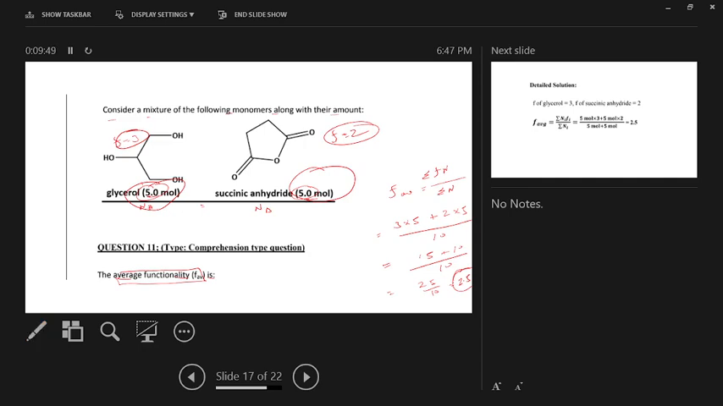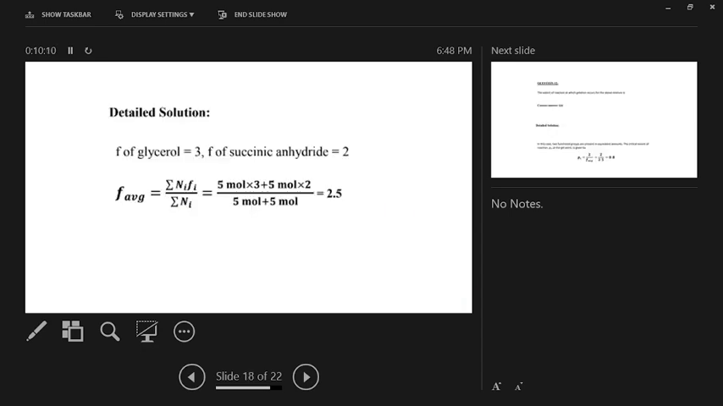So this factor is not affecting the overall functionality. Otherwise, you need to follow this pattern to find out average functionality on the basis of weight average. We generally use weight average in maths. So by this way you can find out. This is the detailed solution given here: for glycerol it is 3, for succinic it is 2. Then sigma Fi Ni upon sigma Ni: 5 mole into 3 and 5 mole into 2, then 5 plus 5, it will be 2.5.